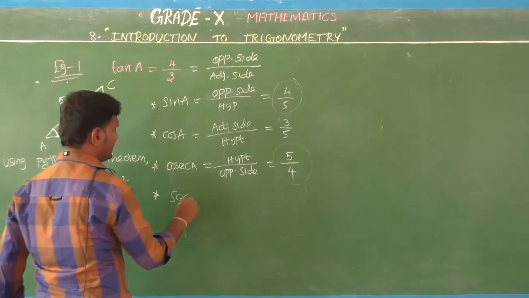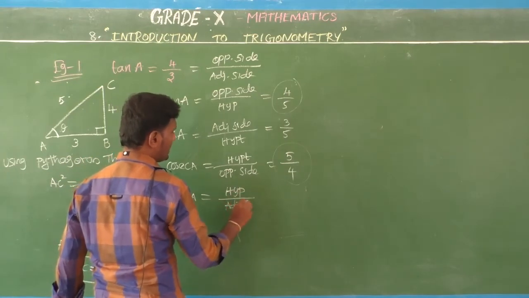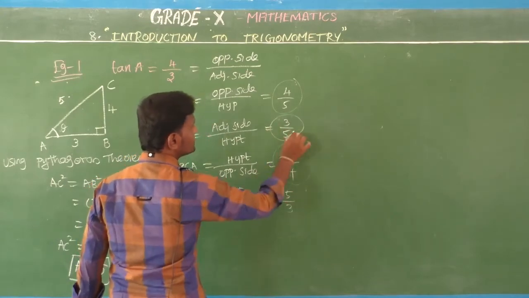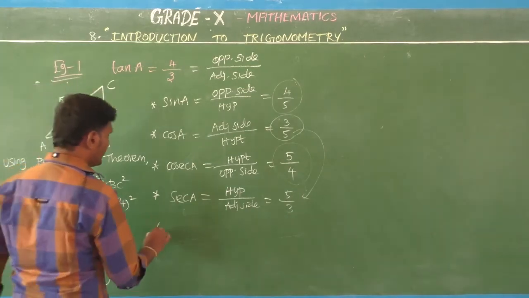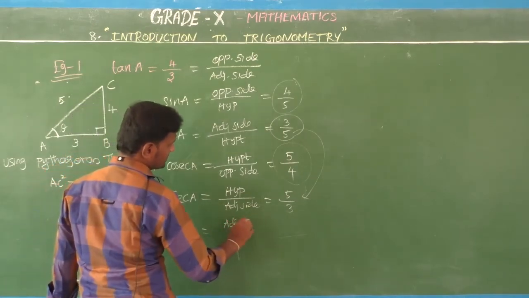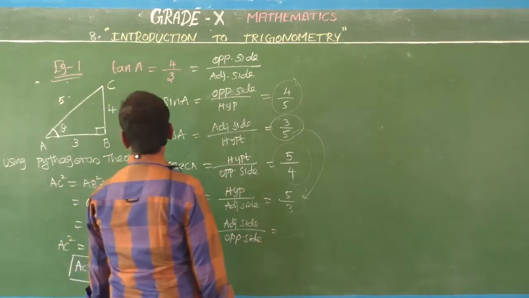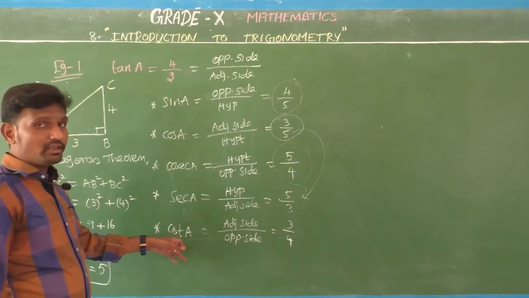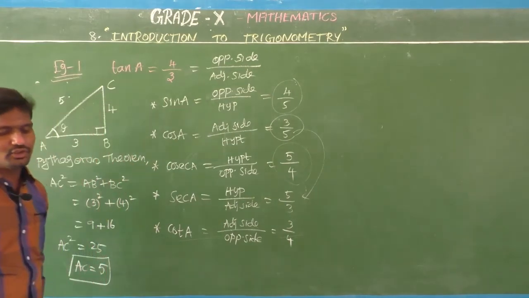And secant A is equal to hypotenuse by adjacent side, which is 5 by 3. So this is a reciprocal of cos A. Reciprocal of cos is secant. Then finally cot A. Cot A is the reciprocal of tan A, that is adjacent side divided by opposite side, which is equal to, you have adjacent side 3 and opposite side 4. So cot A is the reciprocal of tan A. That's how we find the other 6 trigonometric ratios. Have you got it, children?